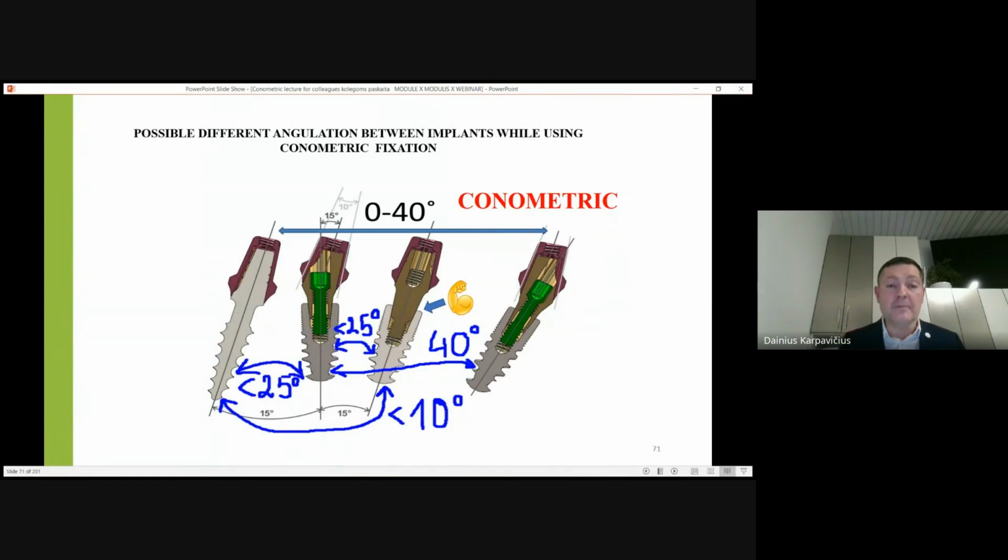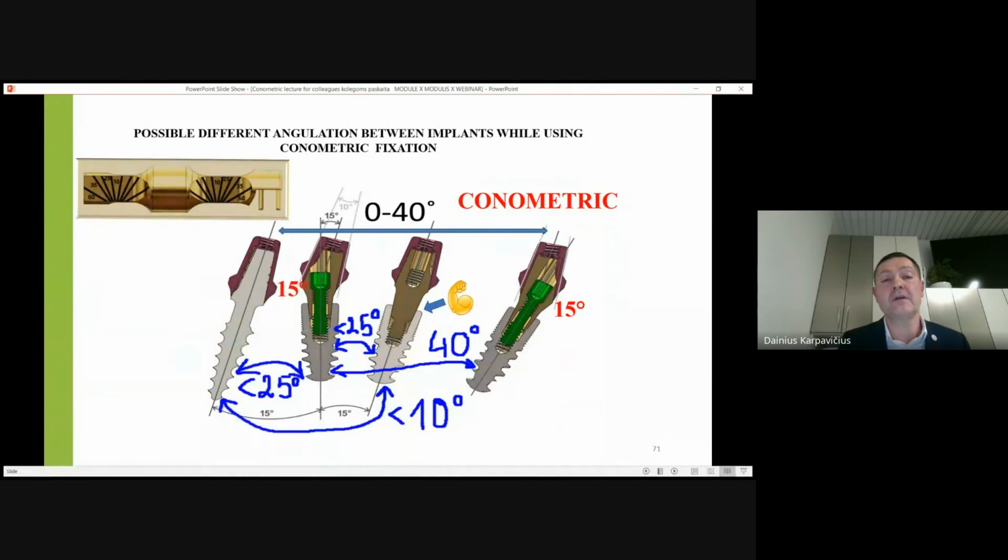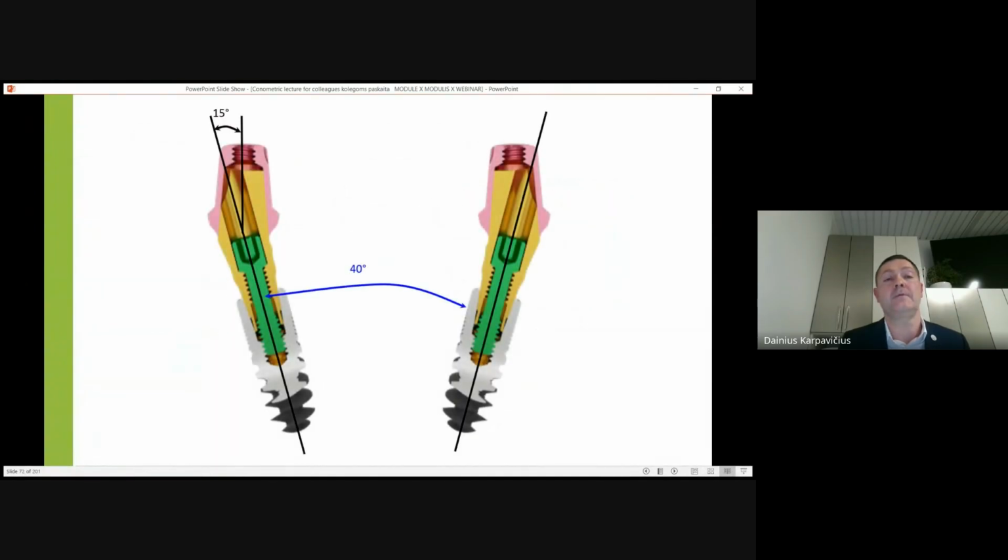But construction of the bridge will be very firm and very predictable, very stable. It doesn't depend on any screws. It is just the influence of metal bonding.